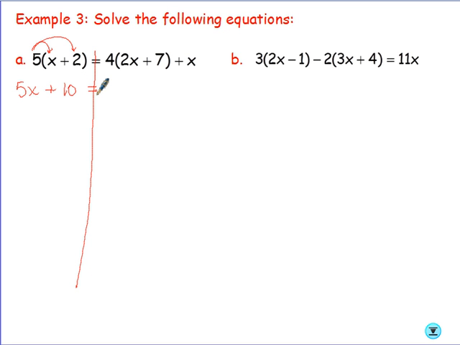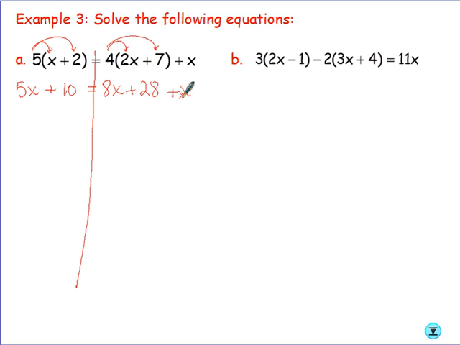This problem has 2 sets of distributing, so now we're going to distribute the 4. Notice I did not draw an arrow to the x. 4 times 2x is 8x. 4 times negative 7, 4 times positive 7 is positive 28. That plus x is very important. We need to bring it down. So that was step 1.